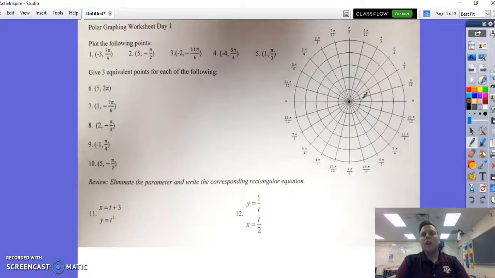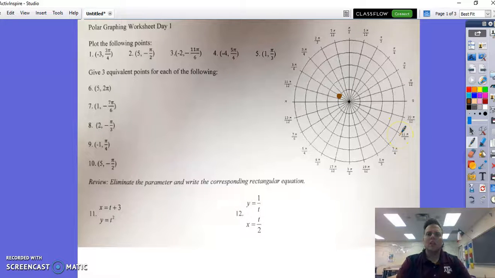Okay, well, I know that positively 7 pi over 6 is going to fall right here. Let's just see how close to this line that puts us. First off, you'll notice we went half a circle, and then we went 2 more lines. So then we could follow that same idea. We could go half a circle, and then 2 more lines. So that would put us right there.